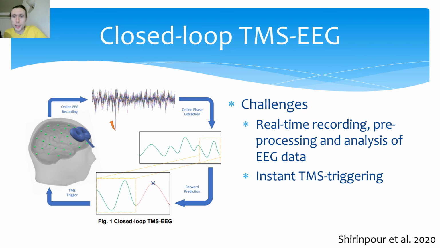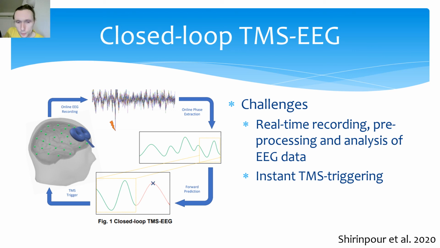However, that's very challenging, as you can imagine, because you have to measure EEG, but also you have to pre-process and analyze the EEG data, while at the same time also triggering the TMS machine. So the pre-processing and analysis and the triggering of the TMS machine all needs to happen within a few milliseconds, not in a few seconds. You want to be timing specific.